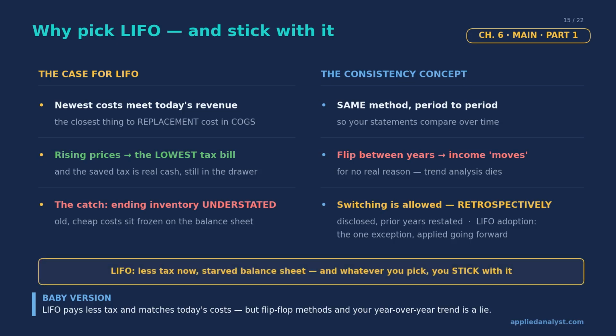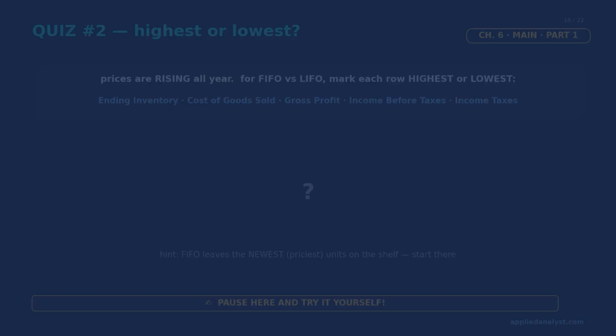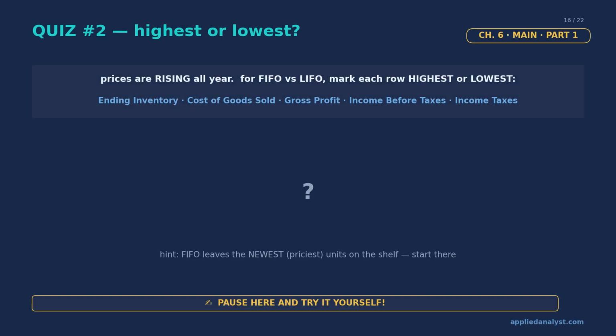This right here, knowing why a company picks a method, not just how to compute it, separates people who pass the exam from people who master the material. And speaking of mastering it, quick gut check before we roll on, because the next idea only works once this one's solid. So, gut check time, and this exact table is the one my students begged me to rerun before every midterm. Pause and try it.